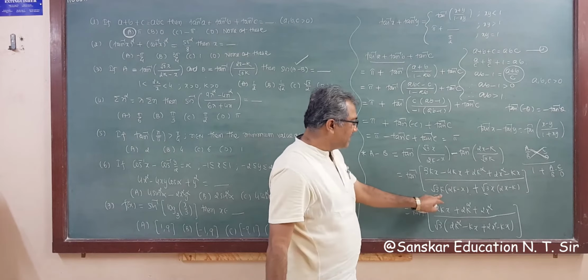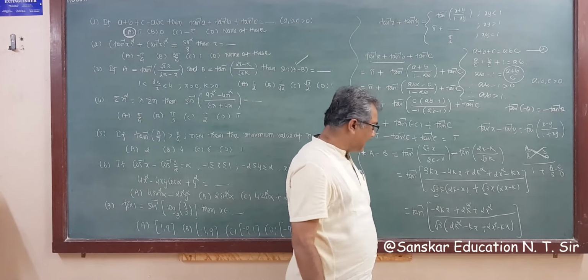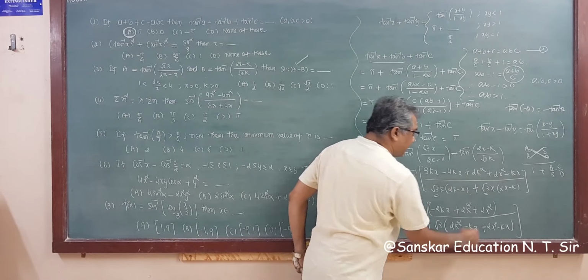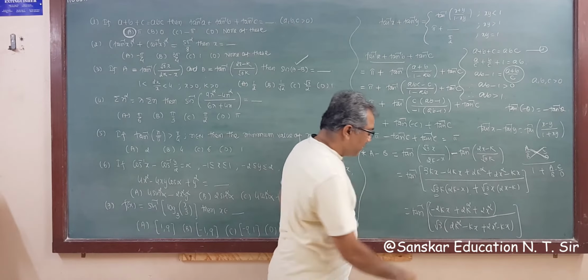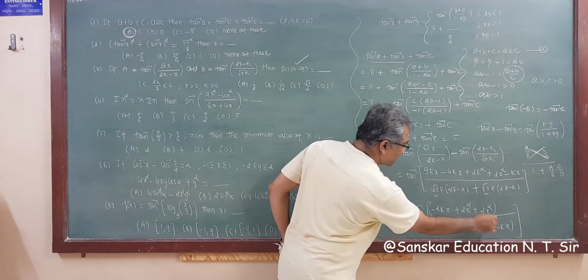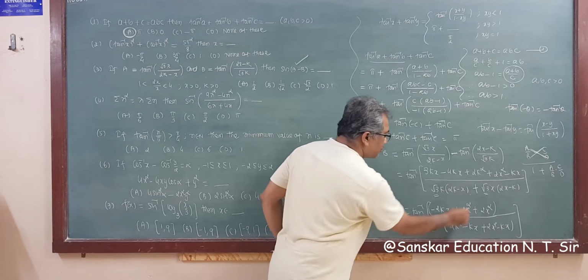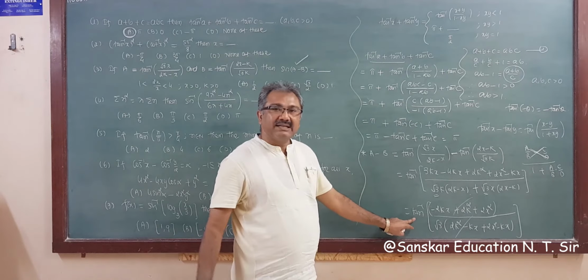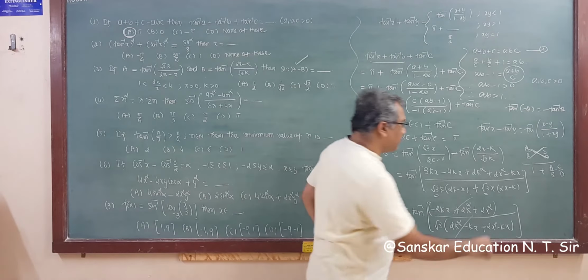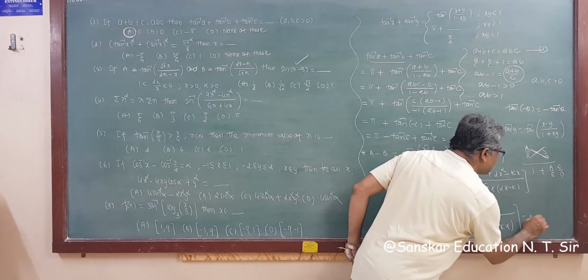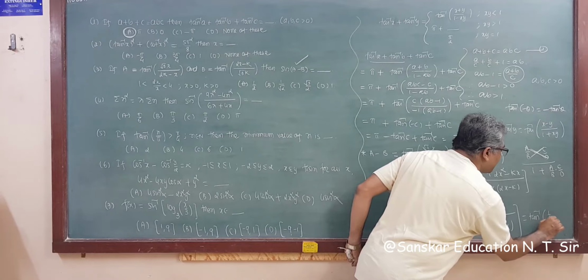Taking root 3 common and then multiplying by k and multiplying by x. Now compare this. Both are the same: 2k square, 2x square, 2 minus kx, minus kx. So this will cancel. So the answer is tan inverse 1 upon root 3.